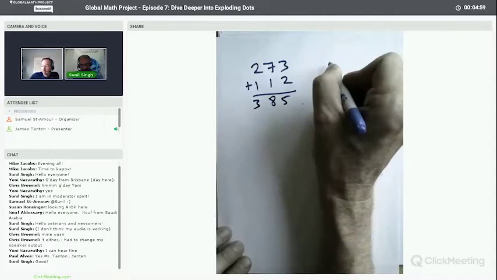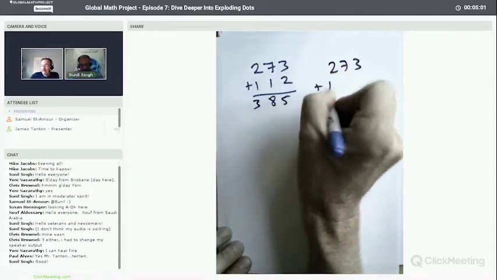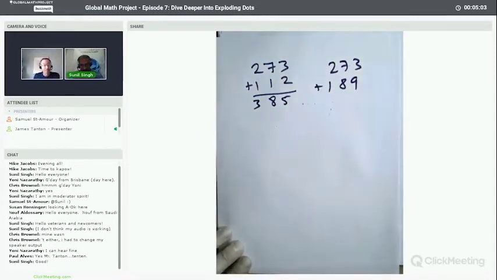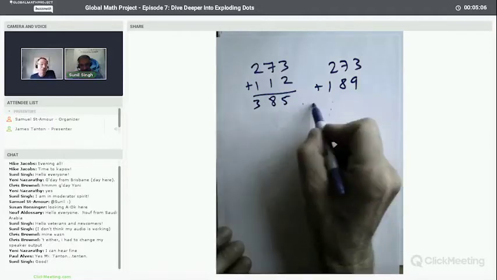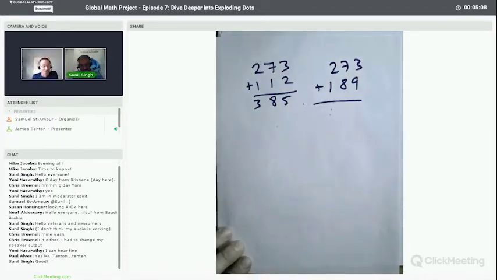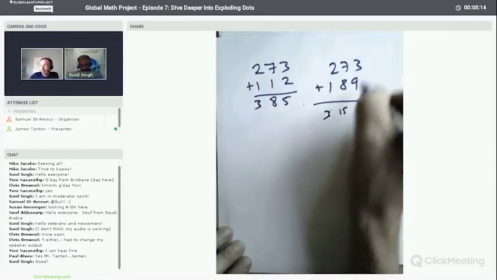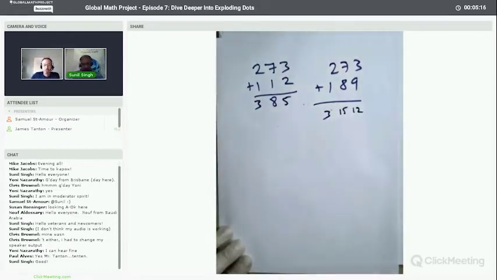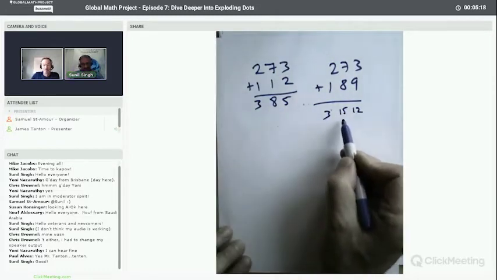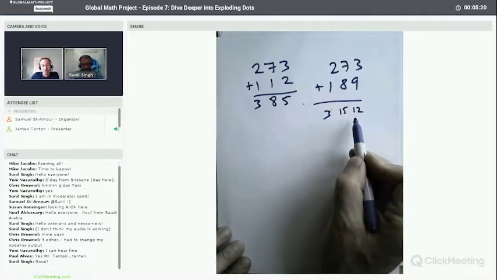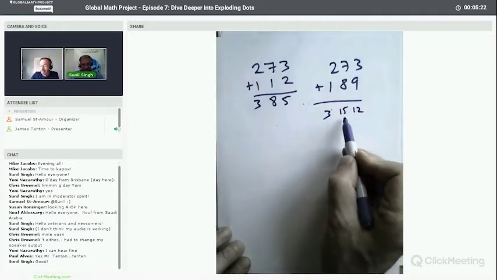If I did a harder problem like 273 plus 189, then matters become interesting. Okay, just to show how quirky I am, I'm still going to go left to right, how I was taught to read. 2 plus 1 is 3, 7 plus 8 is 15. 3 plus 9 is 12. And there's the answer, 3 hundred 15 tens 12. I even just said it correctly. 3 hundred 15 tens, ty is 10, 15 tens, and 12.